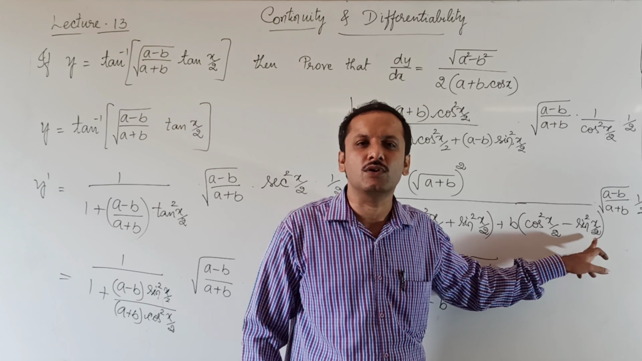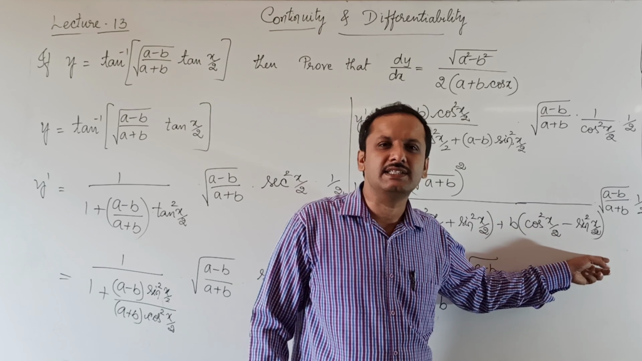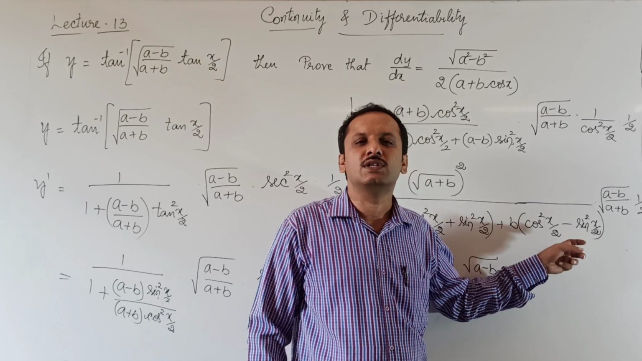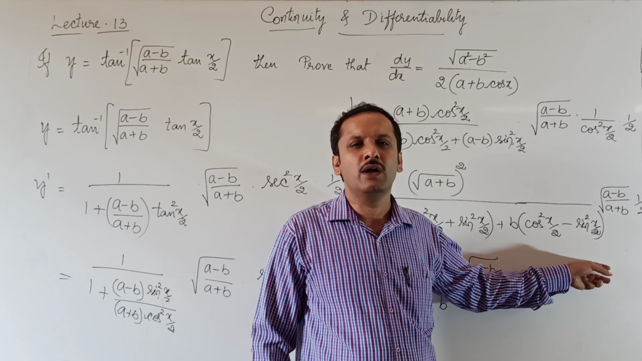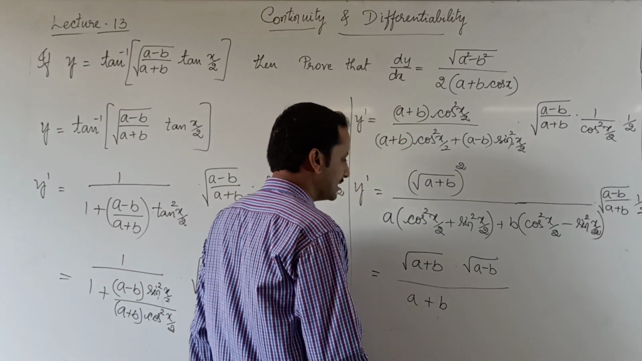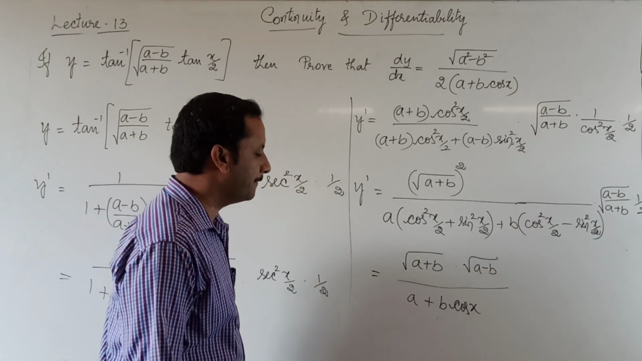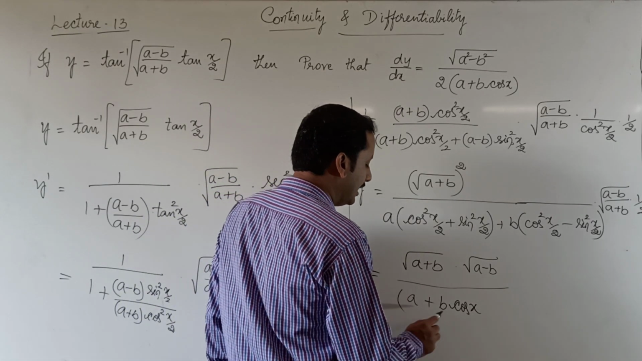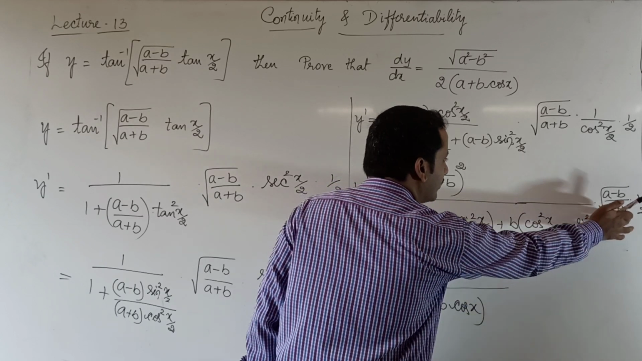Cos square x by 2 minus sin square x by 2 looks like cos square theta minus sin square theta. Cos square theta minus sin square theta is equal to cos 2 theta. So here cos square x by 2 minus sin square x by 2 will give you cos of 2 into x by 2, which means cos x. So a plus b cos x into that 2.